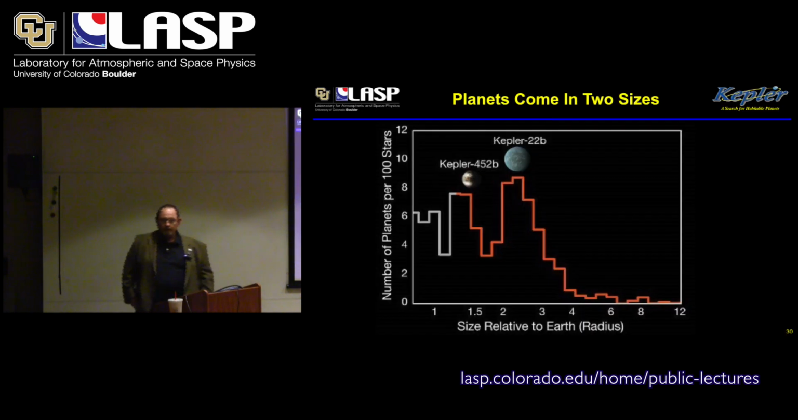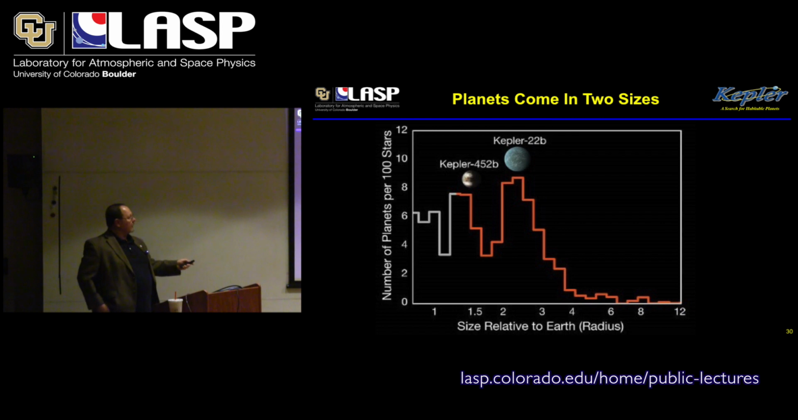And so, statistically, now that we have enough data, we start to see this right here. There are two different sizes of planets. There's the more common, like Kepler 452b, which is about 1.5 times the size of Earth. And then there's the more common Kepler 22b, which is somewhere in the 2.5 to 3 times the size of Earth. And Earth is over here, and it's not very common at all.